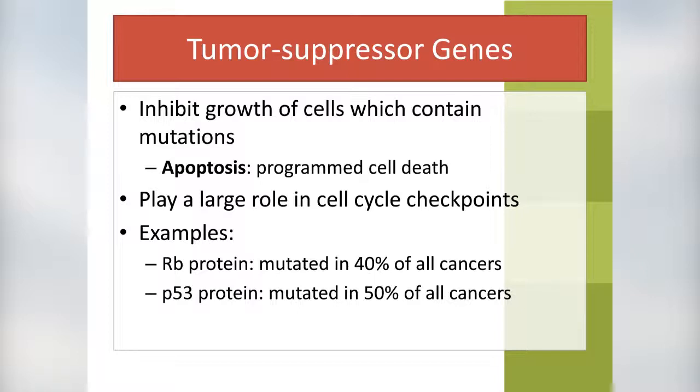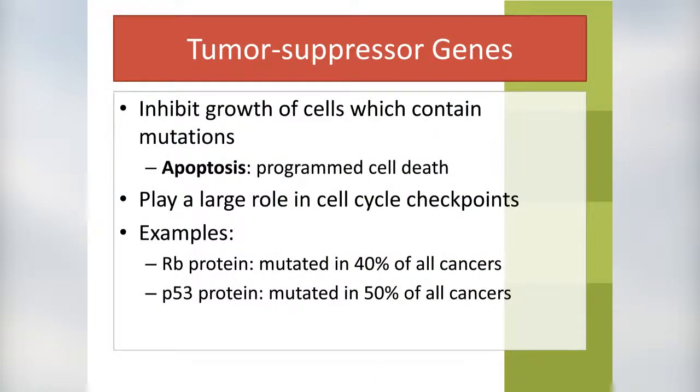Tumor-suppressor genes normally inhibit the growth of cells which contain mutations, so they allow for apoptosis or programmed cell death. They play a large role in the cell cycle checkpoint, so if the cell is not healthy or it doesn't have all of the DNA or all of the proteins that it needs to get to that next point, then the cell will automatically die. It will go into apoptosis.